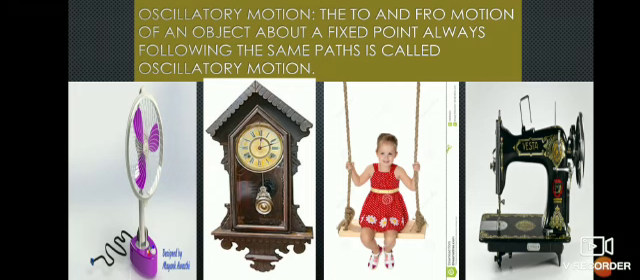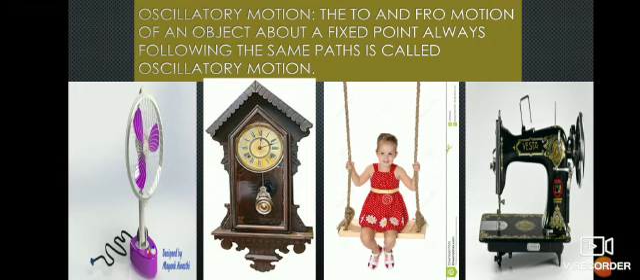Now, when you come to this question, what similarity do you find in the motion of these objects? They are moving about a fixed point. And are the objects in motion following the same path again and again? Yes, they are following the same path again and again. Is the direction of motion constant? Yes.